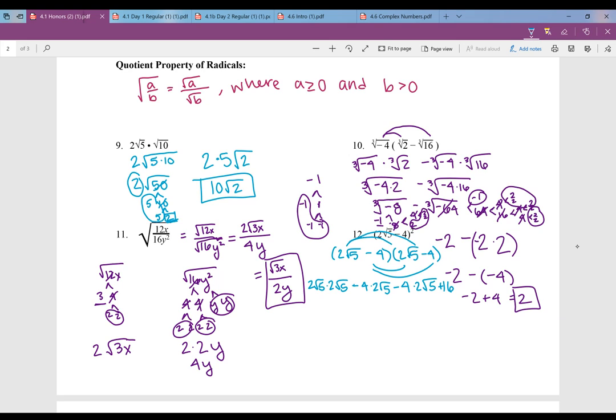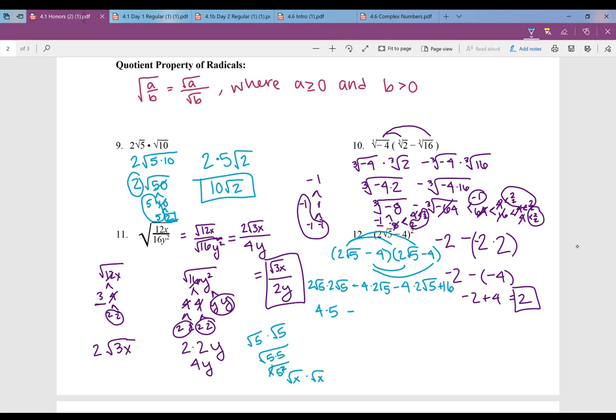So 2 root 5 times 2 root 5, well, 2 times 2 is going to give us 4. Root 5 times root 5, what is the square root of 5 times the square root of 5? Well, that's just the square root of 5 times 5, which is the square root of 5 squared. So that's going to cancel out, and it's just 5. So we have 4 times 5. Anytime you do a square root times the same square root with the same numbers underneath, the roots are just going to cancel because you're going to get that thing squared.